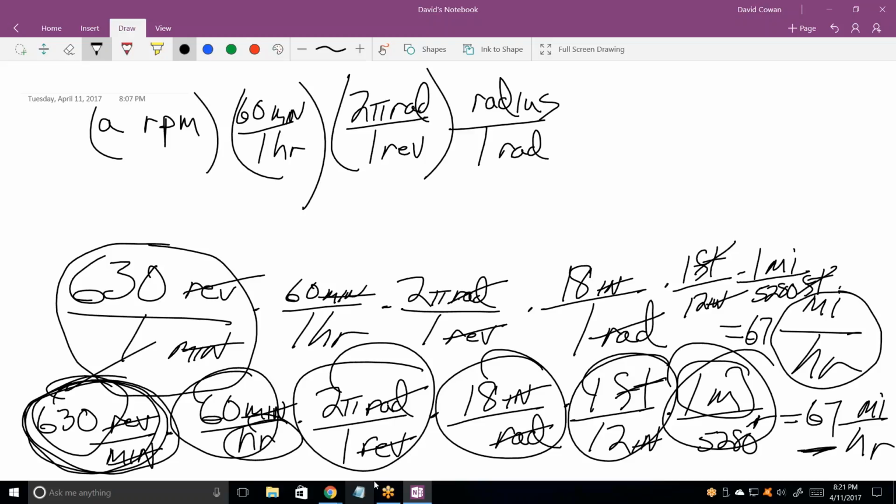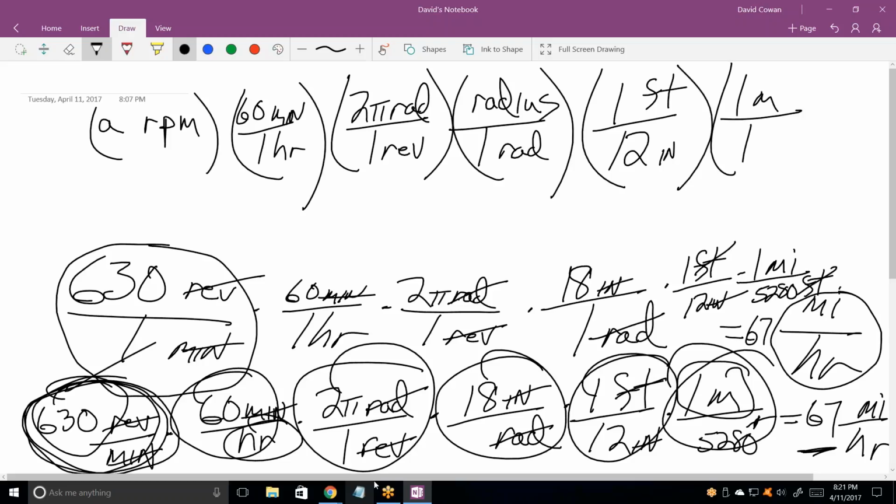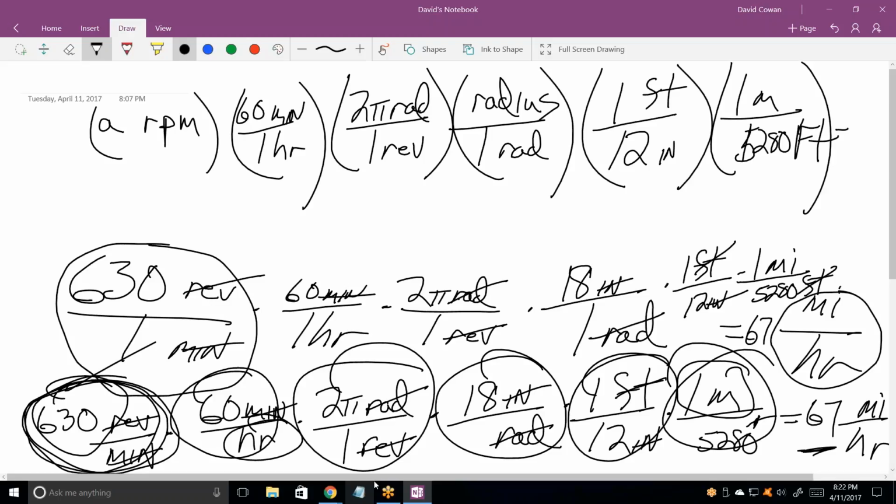It's not accidental that they call it a radian. It's meant to be the same as radius, okay? Times, this never changes, 1 foot per 12 inches. And this never changes, 1 mile per 5280 feet. That equals the miles per hour.